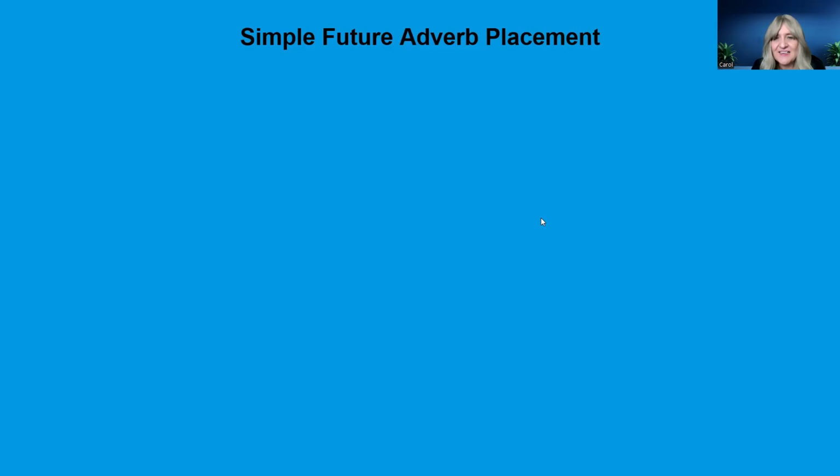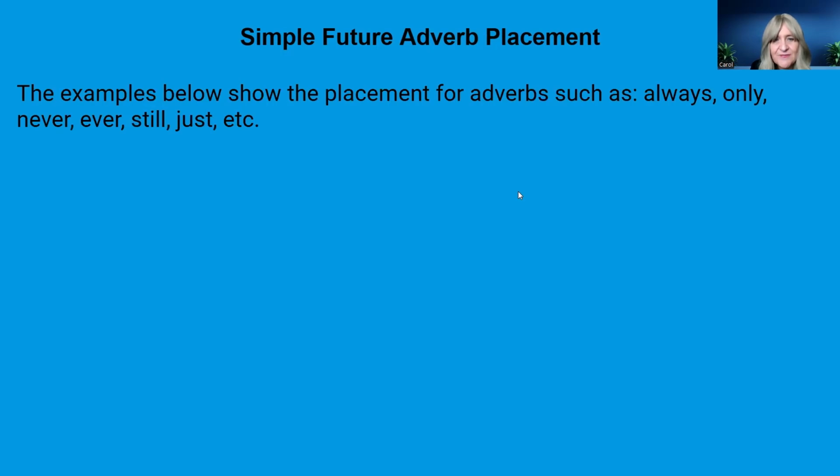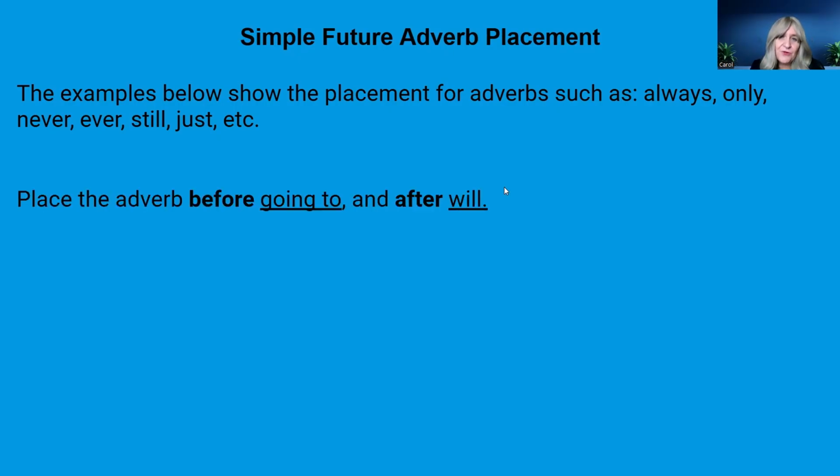So another thing I'd like you to remember is where to place the adverbs when using the simple future tense. Here are some examples of adverbs: always, only, never, ever, still, just, etc. So here is a rule that you must learn. If we're using going to, we place the adverb before going to. But if we're using will, we place the adverb after will.